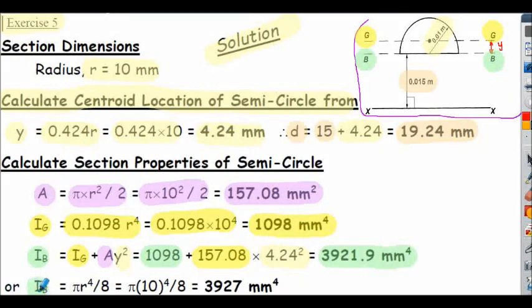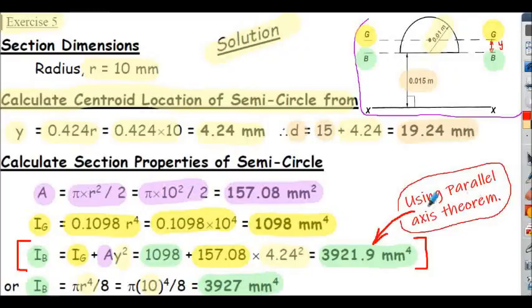I've also calculated IB using the exact formula here, a slightly more accurate value, about a 0.12% difference between the values. That's just for reference. Of course, we use the parallel axis theorem here.